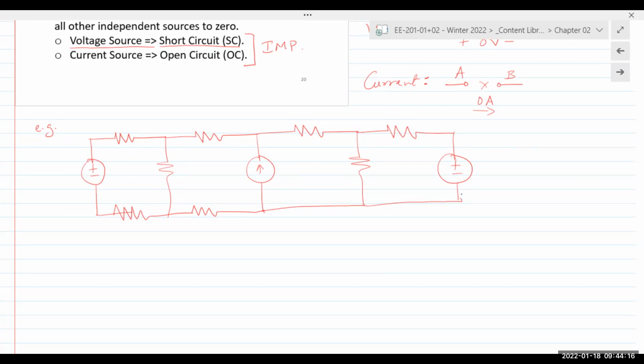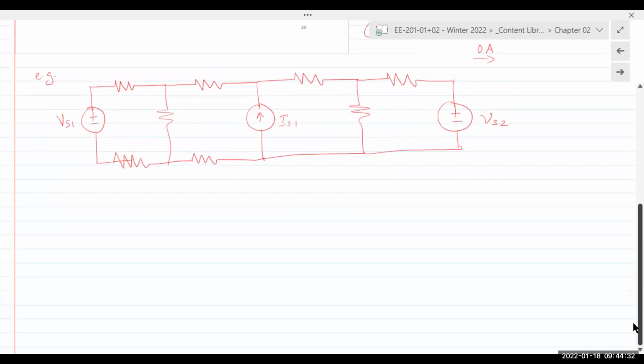So what are we going to do? We're going to split it into 3 parts. I'm going to call this VS1, IS1, and VS2. So I have 3 sources. I need to perform 3 analyses, once for each of these sources. So what I'm going to say is, if I have VS1 active, IS1 equal to 0, and VS2 is equal to 0. So VS1 is active, nothing changes there, everything remains the same.